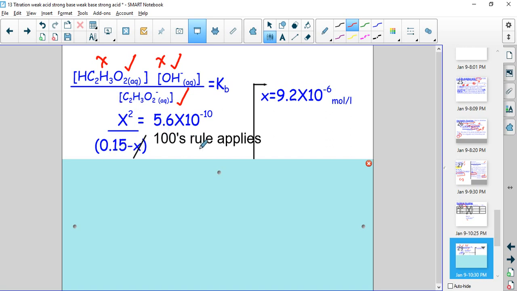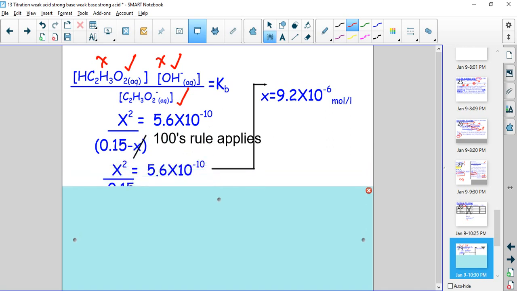Now, since the 100 rule applies, we can get rid of this minus x. You don't, again, have to prove that the 100 rule or the 5% rule applies. You do have to state it, though. Okay? You can't just get rid of things and move things around in math. You have to provide a reason for it. So this is our reason. We provided it. Again, we don't have to prove it, but there it is.